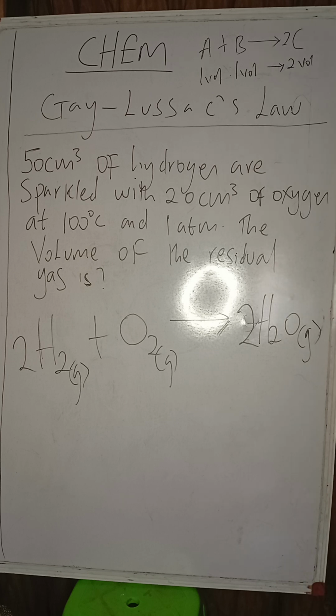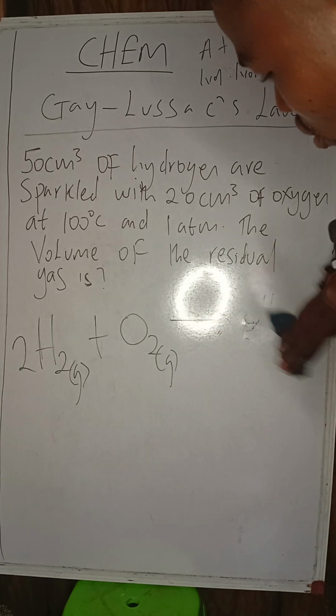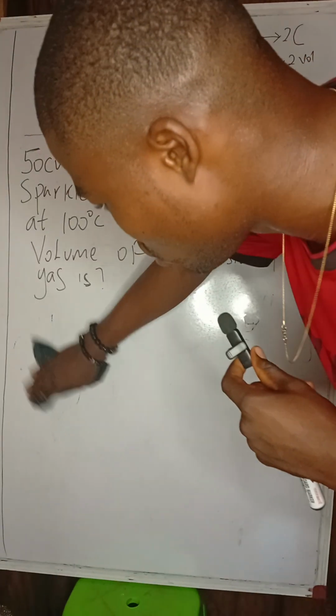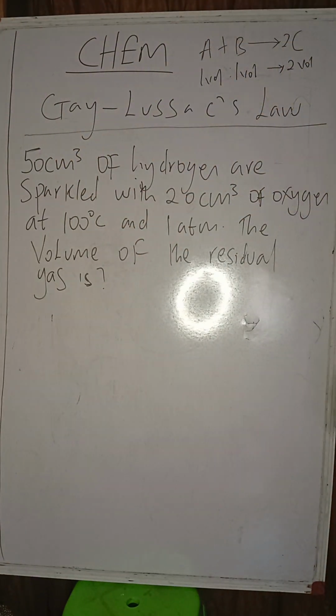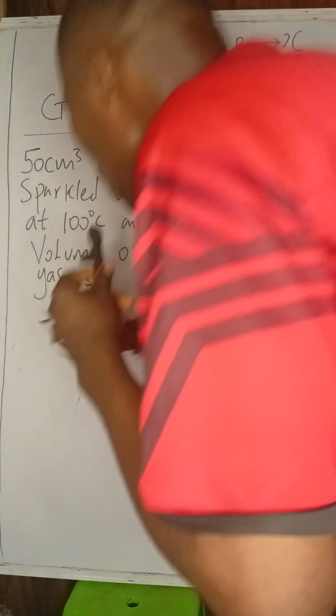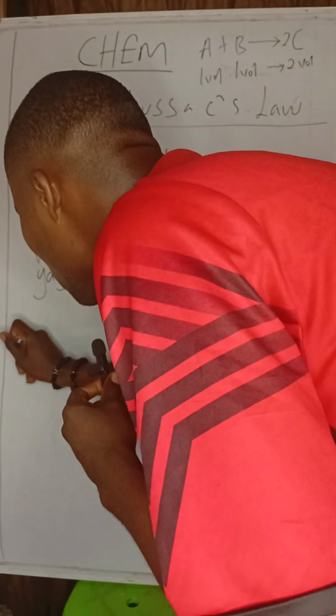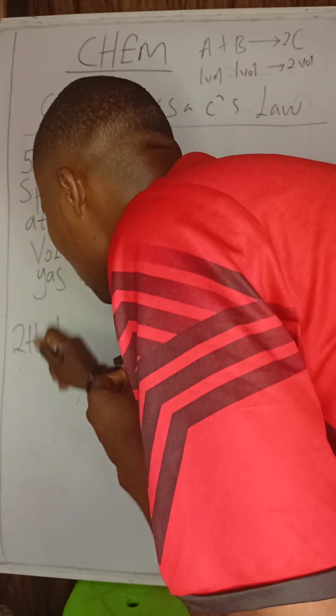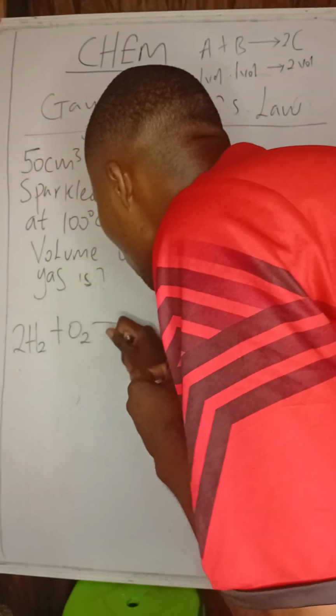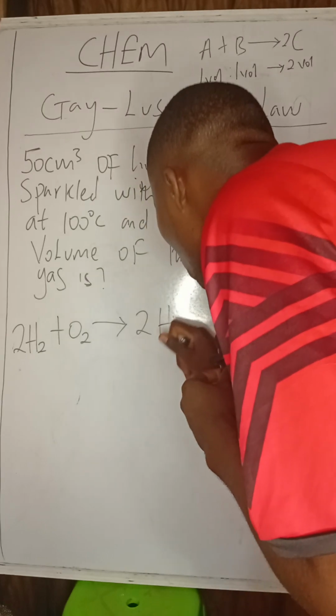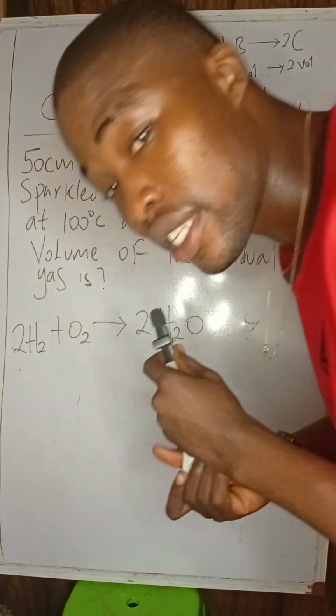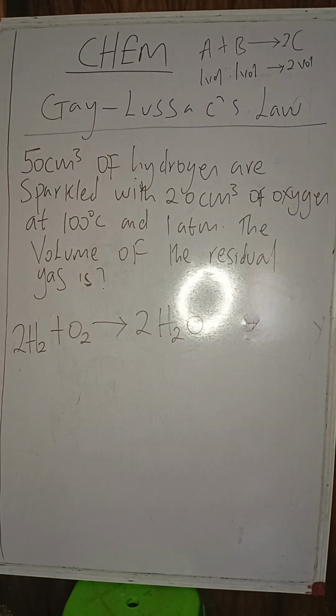For detail's sake, I would like to adjust my board a little because I need the space. So now let me put the reaction here. We have 2H2 gas plus O2 to give 2H2O. Now that's how it looks like.